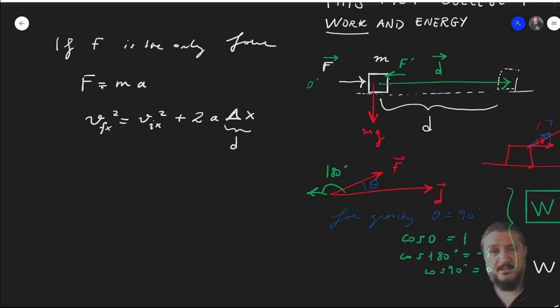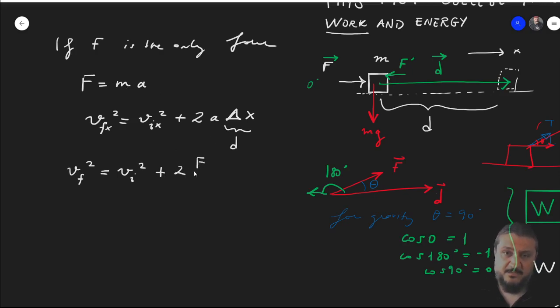Okay, so we will have Fx. I'm just going to write Vf now, because it's in the x direction. We know it's one-dimensional motion. This is the x direction. So Vf squared is equal to Vi, initial velocity squared, plus 2 times, instead of A, F divided by M. That's Newton's second law. Times delta x. Well, delta x is d.